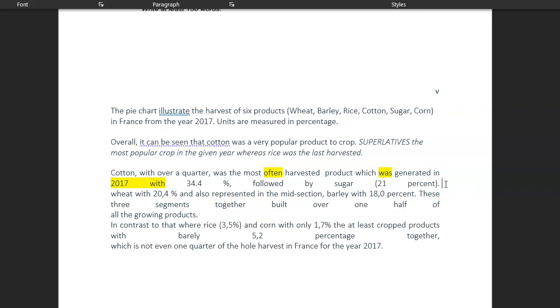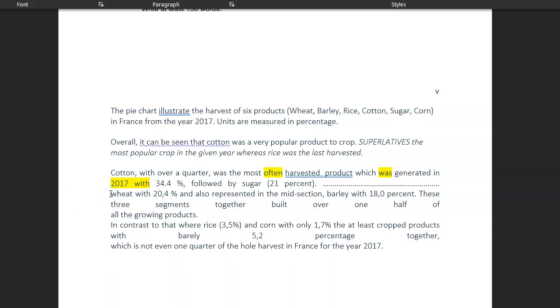Another sentence. These 2 crops represented a total of over 50%, or these 2 crops together represented over half of total produce that year, or total crops that year, or total cereals that year, something like that. Okay, so that sentence needs to be a bit longer. And then here we go.